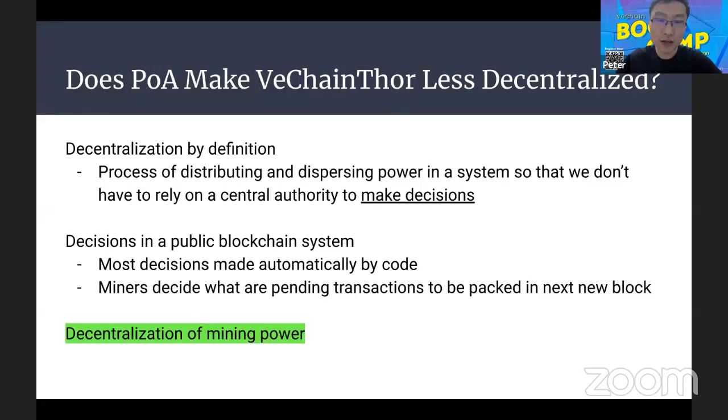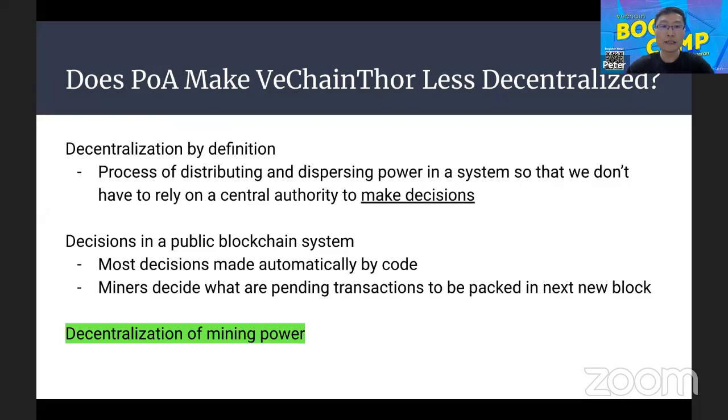It is not hard to see that the power of making such decisions is equivalent to the power of producing new blocks, or in other words, the mining power, because you have to get the right to produce a new block, then you get to choose what are the pending transactions to be packed in the new block. So the blockchain system uses its consensus algorithms to distribute mining powers to miners, and the miners select pending transactions of their own choices when they produce new blocks.